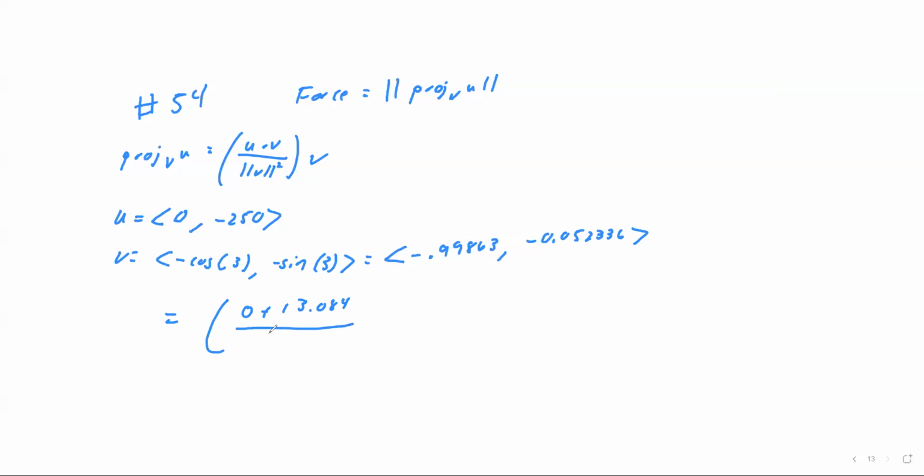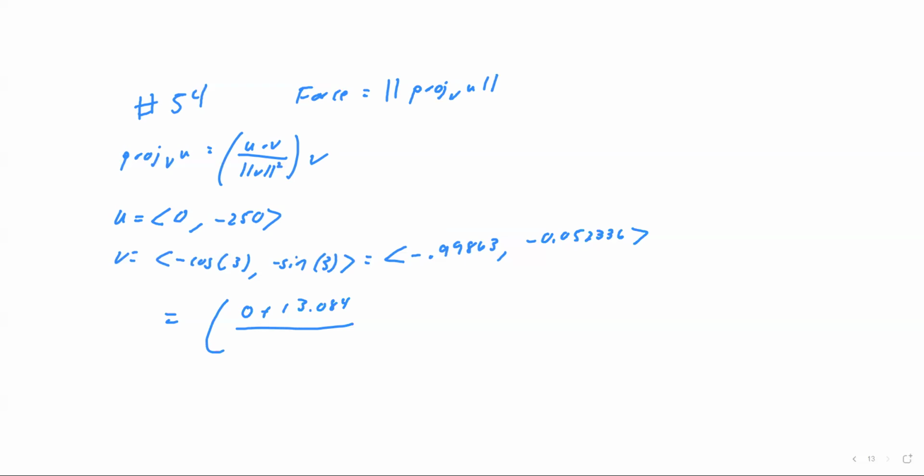13.084 over the magnitude of this squared. So I need to square each one of these numbers. So let's do that in the calculator. I'll go back up to the cosine answer, square it, plus go up to the sine answer, square it, and then take the square root of that answer.